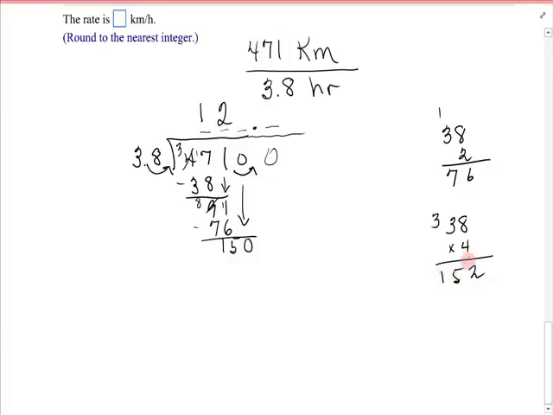That's 152. Ooh, that's too big. So it's going to have to be 38 times 3. See, that 152 was bigger, so I couldn't use it. That's 24. Carry the 2. That's 9, 11. So 3 gives me 114.